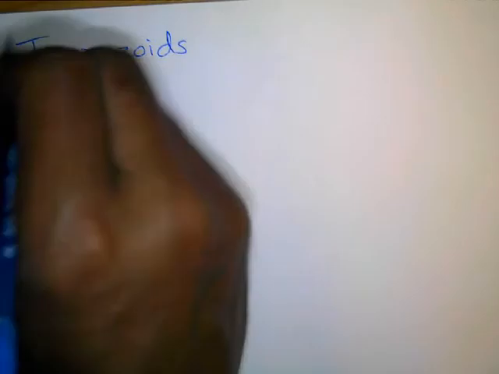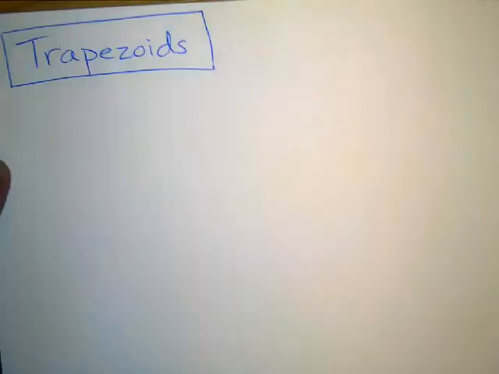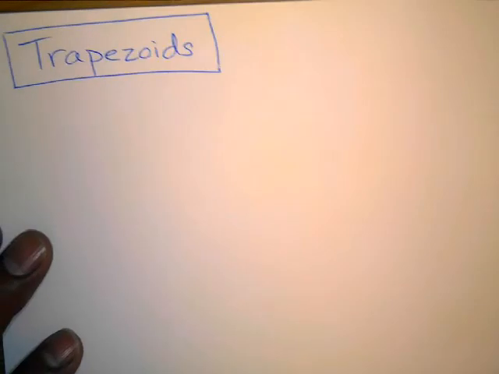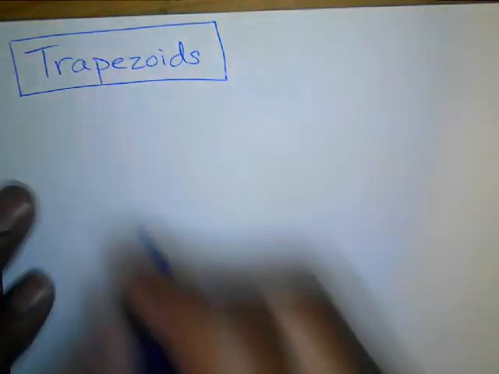Okay, this next section is going to be on trapezoids. Trapezoids. Okay, trapezoids are in the family of quadrilaterals.